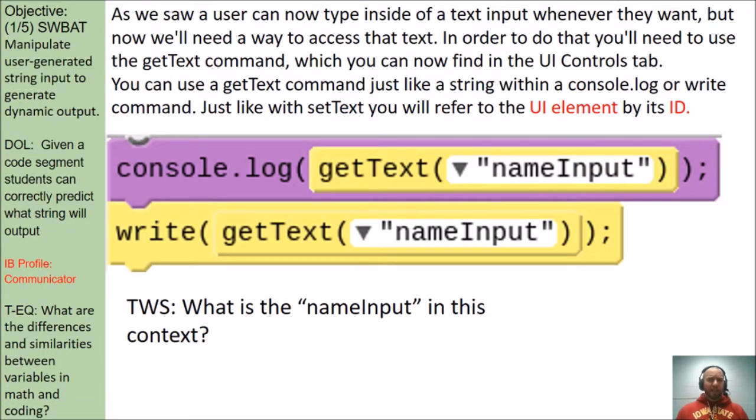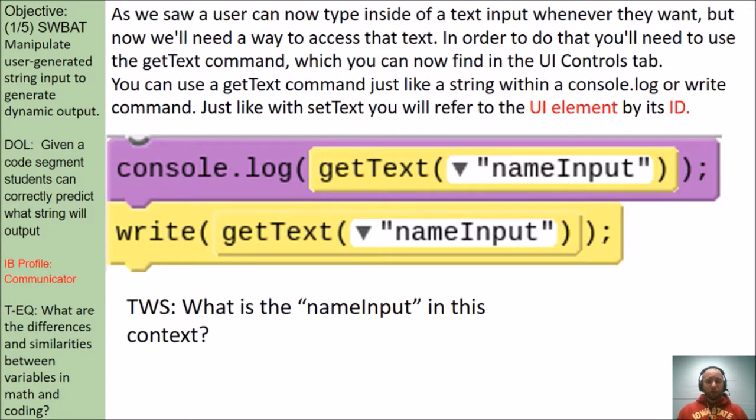As we saw, a user can now type inside of a text input whenever they want, but now we'll need a way to access that text. In order to do that, we'll need to use the getText command, which you can now find in the UI Controls tab. You can use a getText command just like a string within a console.log, or write command. Just like with setText, you'll refer to the UI element by its ID name.